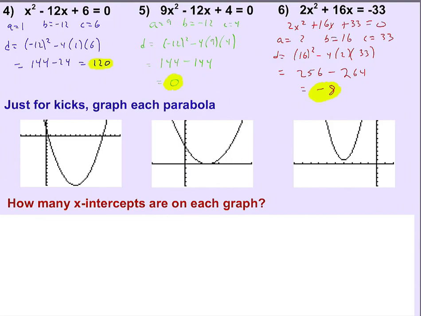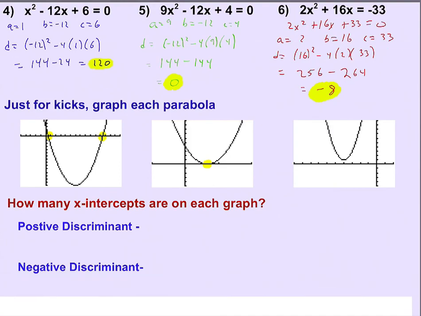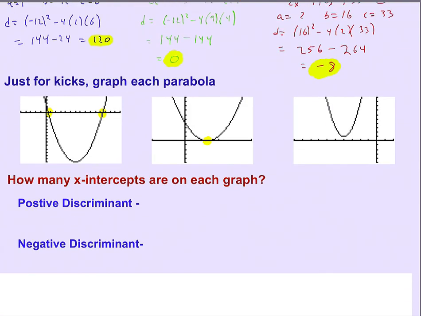So when the discriminant was positive 120, there were 2 x-intercepts. When the discriminant was 0, there's only 1. And when the discriminant was negative, there actually aren't any x-intercepts. And that's always going to be true. So this is worth writing down in your notes.